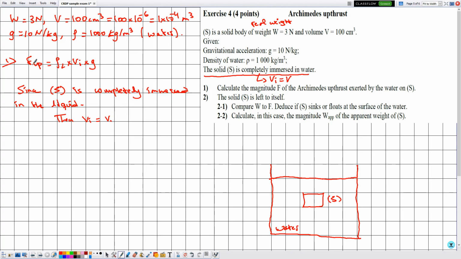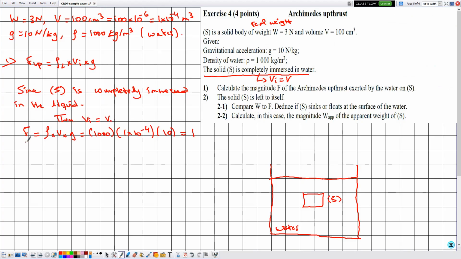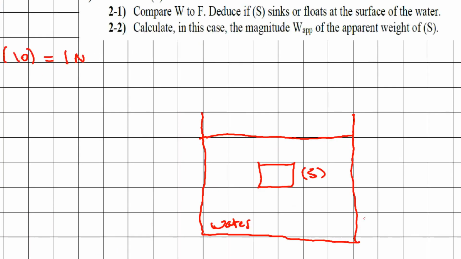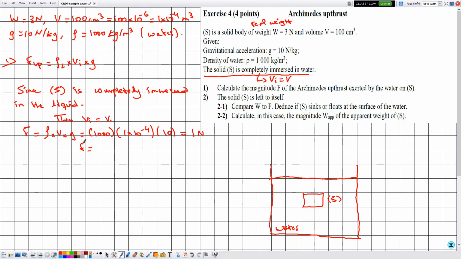Now let's rewrite the magnitude of F, replacing VI by V. The magnitude of F is equal to the density of the liquid, denoted by rho, multiplied by V, multiplied by g. The value of rho is 1000, the value of V is 1 times 10 to the power minus 4, and the value of g is 10. Plugging this into the calculator, the value of F is 1. Since all of these quantities are expressed in the SI, the value of F will be in newtons. Then the magnitude of the force exerted by water on S, which is the Archimedes upthrust, is 1 newton.